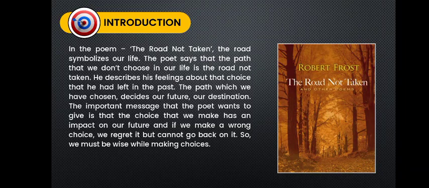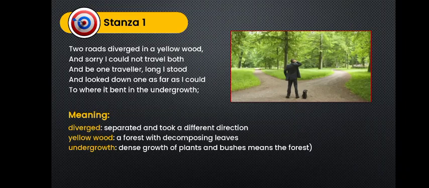So, move to the poem. This is stanza 1. The two roads diverged in a yellow wood, and sorry I could not travel both, and be one traveler, long I stood and looked down one as far as I could, to where it bent in the undergrowth. In this poem, the poet was standing like this picture in front of two roads, and he was thinking which road he should choose to follow.